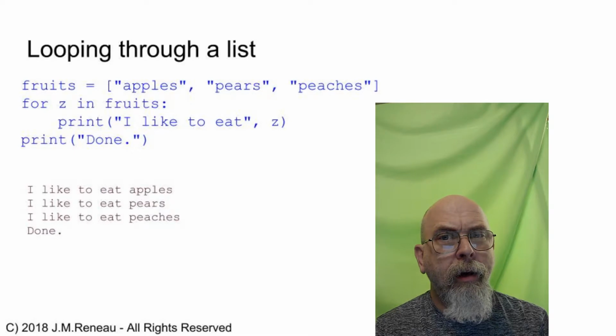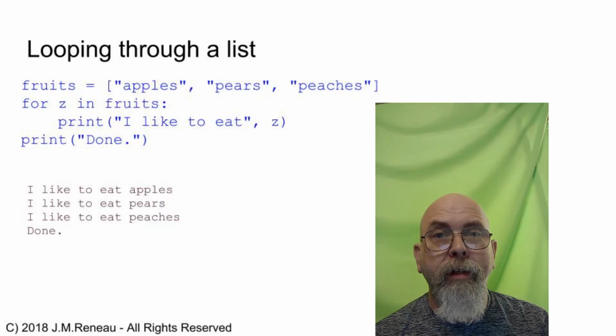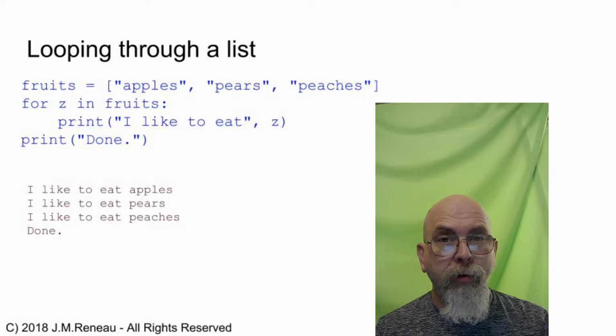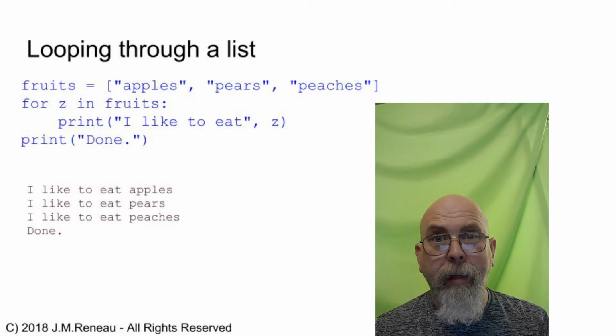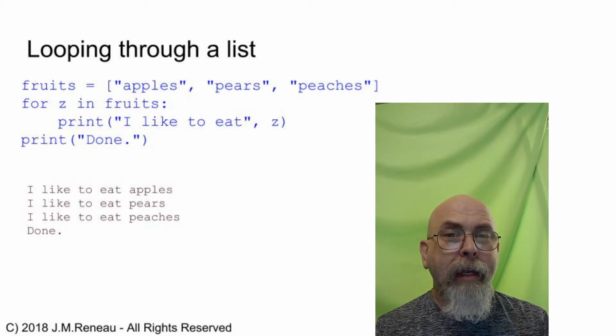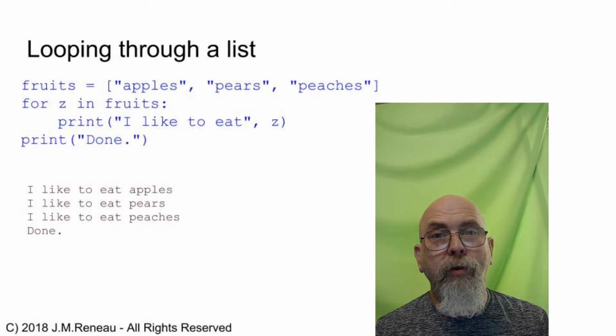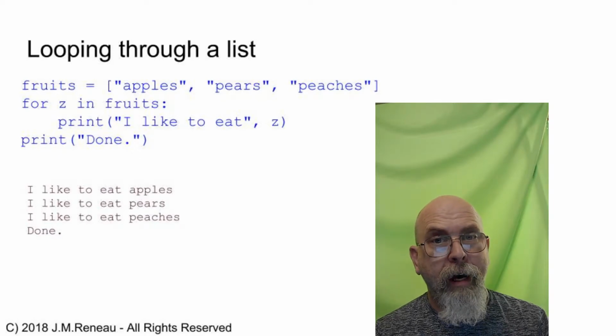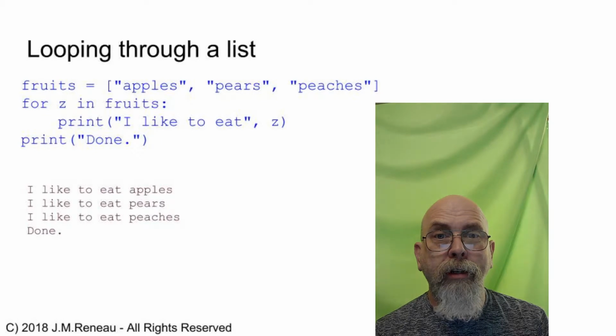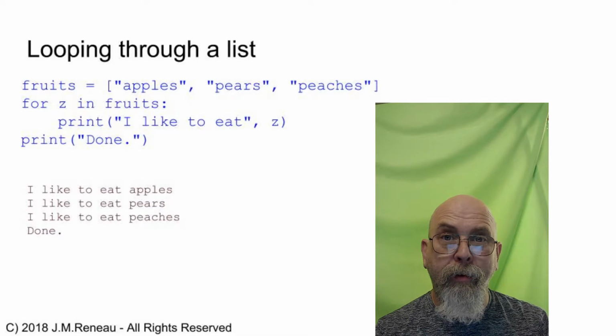There's a lot going on here, so we'll go line by line through this little program. The first line, fruits equals, sets up a simple list with apples, pears, and peaches that we've done in a prior chapter. The second line, for z in fruits, colon, and be sure that colon is there, tells Python that we're going to loop through the list of fruits, and each time the variable z will be set. The first time through the loop, the variable z will be set to apples, the second time through pears, and the third time through peaches.